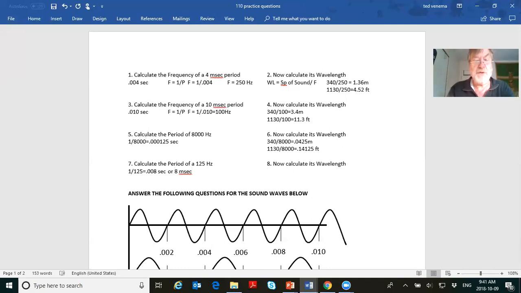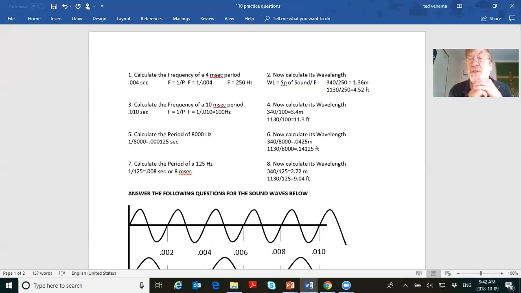Now calculate the wavelength of 125 hertz, so 340 meters per second divided by 125 is equal to 2.72 meters. You want to do it in feet? 1,130 feet per second divided by 125 is equal to 9.04 feet. Now look at that.